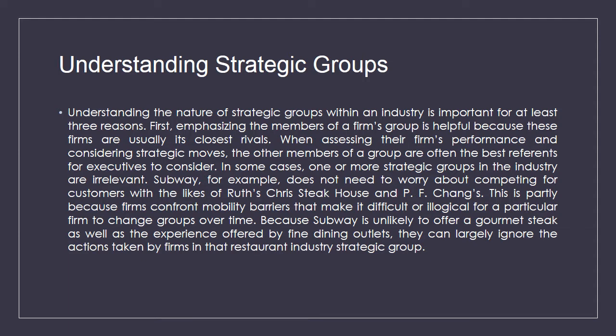In some cases, one or more strategic groups in the industry are not relevant. Subway, for example, does not need to worry about competing for customers with the likes of Grace Steakhouse and P.F. Chang's. This is partly because firms confront mobility barriers that make it difficult or illogical for a particular firm to change groups over time. Because Subway is unlikely to offer a gourmet steak as well as the experience offered by fine dining outlets, they can largely ignore the actions taken by firms in those restaurant industry strategic groups.